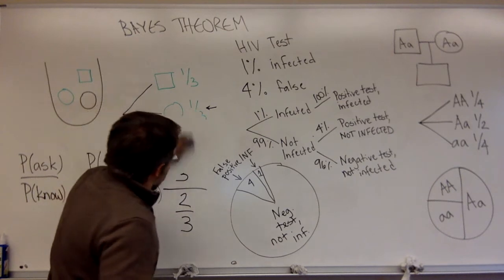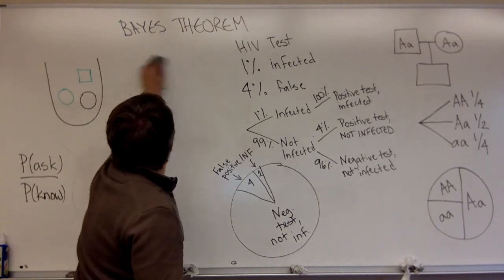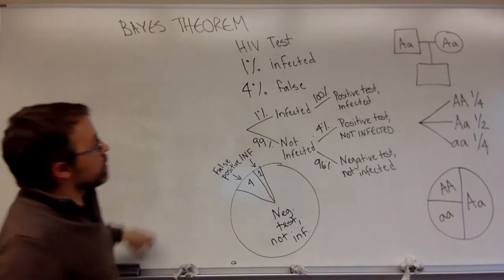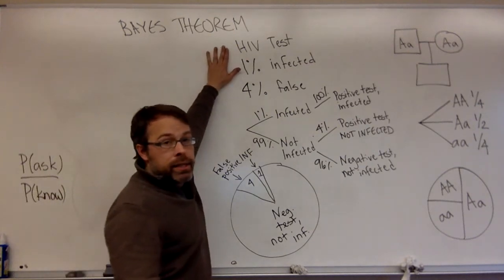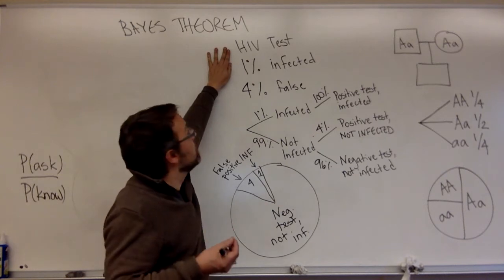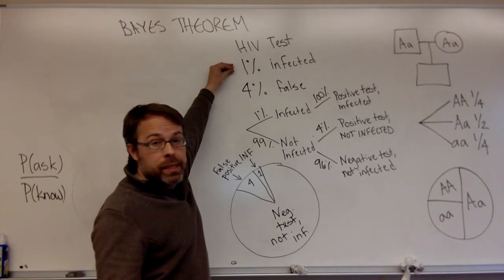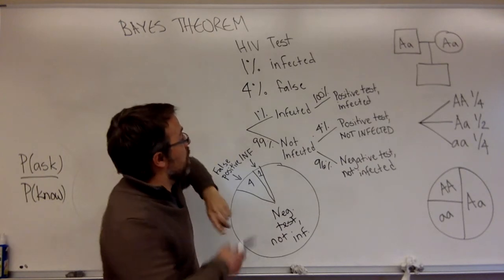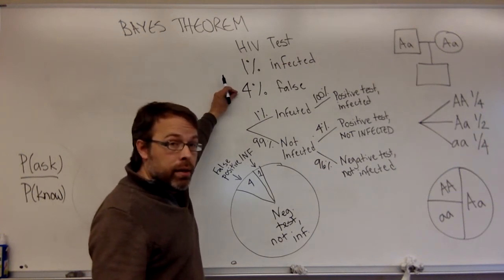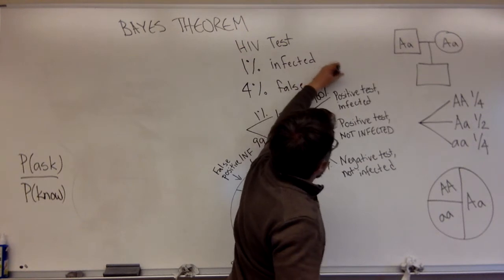Okay, so I'm going to clean this up to get it out of our way. Now let's go to our second example. In our second example, we're going to imagine an HIV test. They're going to be taking a test for HIV, and let's say 1% of the population is affected, and for 4% of tests on individuals that are not affected, we get a false positive.